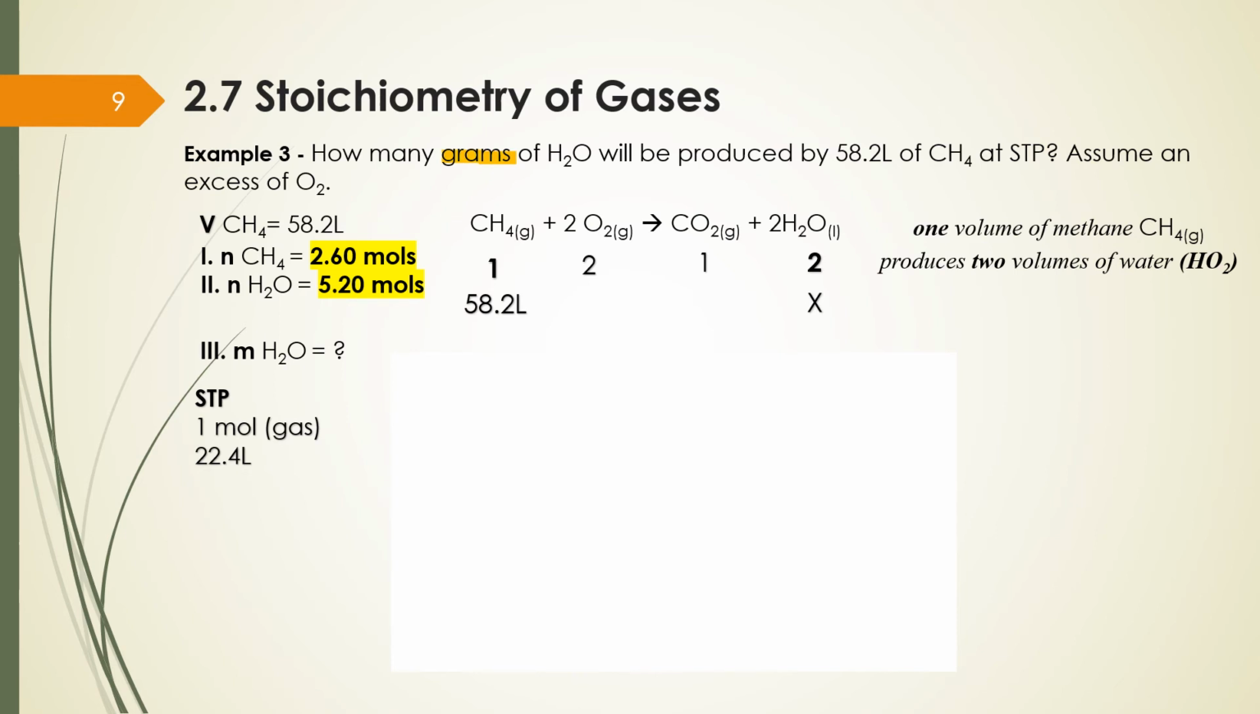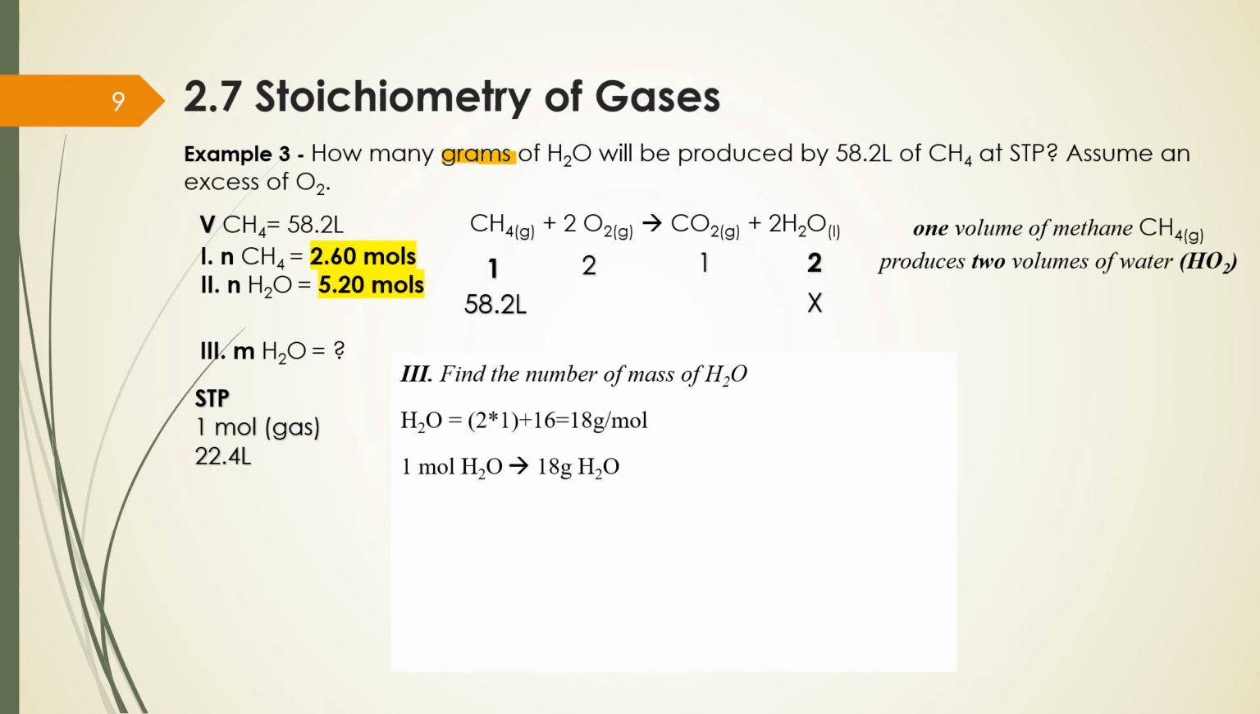So how do I calculate the grams of water? So find the mass of water, the grams. I need to use the molar mass. So 2 times 1 plus 16 from the periodic table equals 18 grams per mole. Or if you know directly, okay. So I know that in 1 mole of water, I have 18 grams. So 1 mole of water, 18 grams of water.